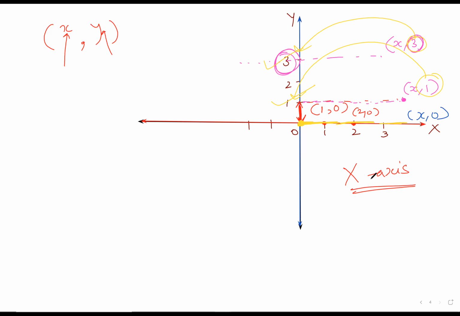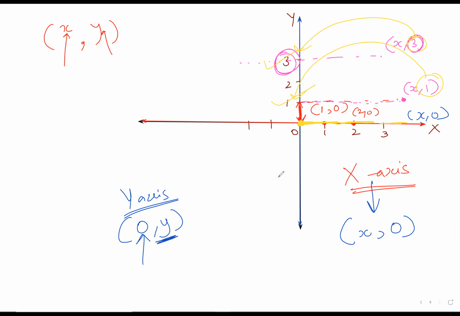Okay, so just remember, any point on the x-axis will have an x coordinate and the y coordinate will be 0. Any point on the y-axis will be 0 comma y, because the x coordinate will be 0 and y will be something. Okay, I hope that's clear, Miraj. Yes, ma'am.